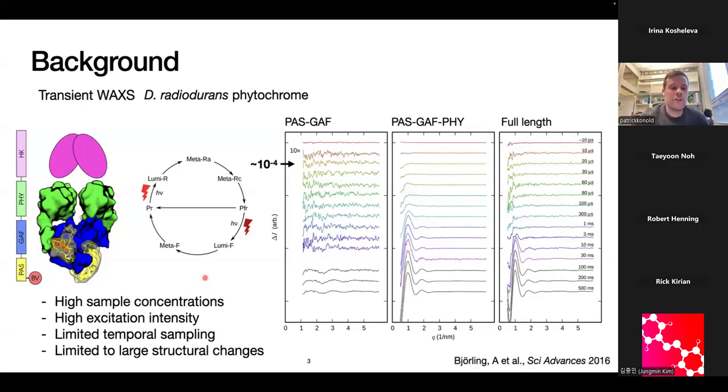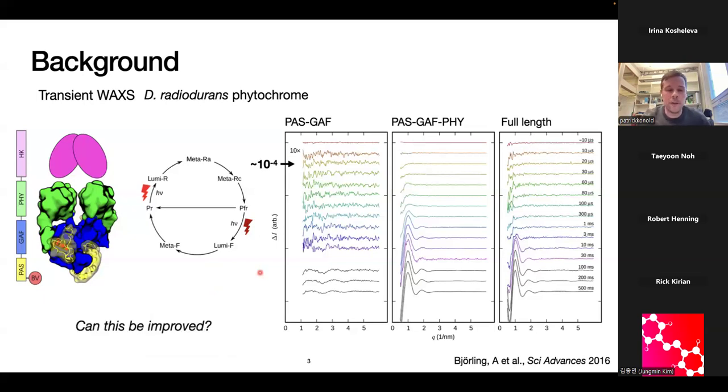So in order to boost the signal and get the most information out of the experiment, one generally needs to work with fairly high sample concentrations or excitation intensities, which can obviously perturb the system itself. You also have limited temporal sampling. These are typically collected in a pump probe configuration where you collect one time delay at a time and then build up a set of delays as a function of time, and generally limited to large structural changes. So our question is, is there a way that this can be improved?